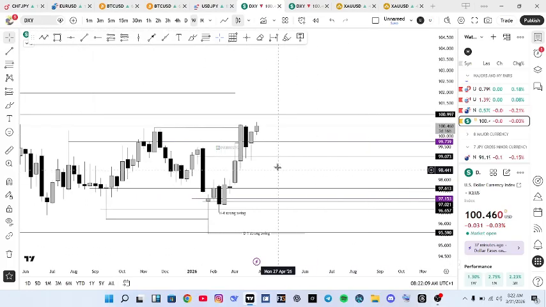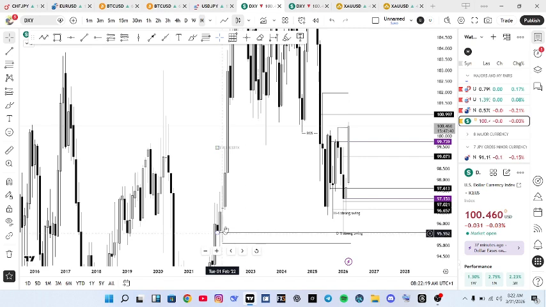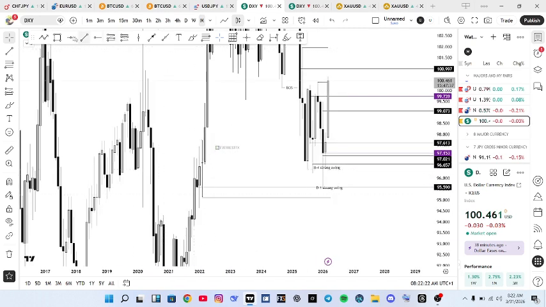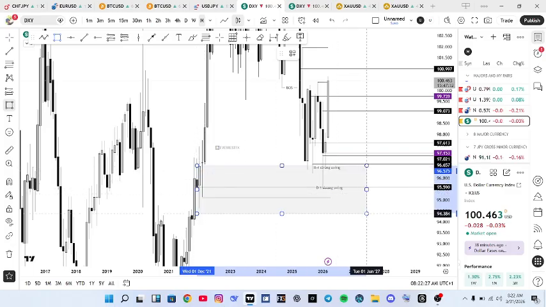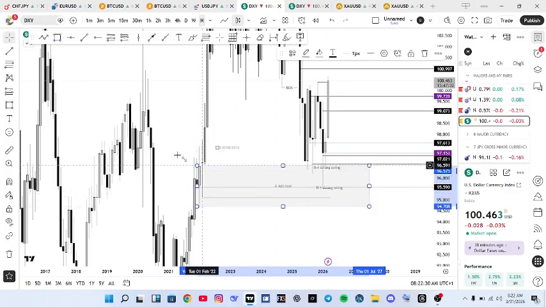Remember that when weekly rejects a monthly and then gives us a break, weekly is bullish. Now there is a monthly key level here. Look at it. This is a monthly key level, and this is also a demand area. This candle, because there was a retracement here. So it's like a rally base rally.